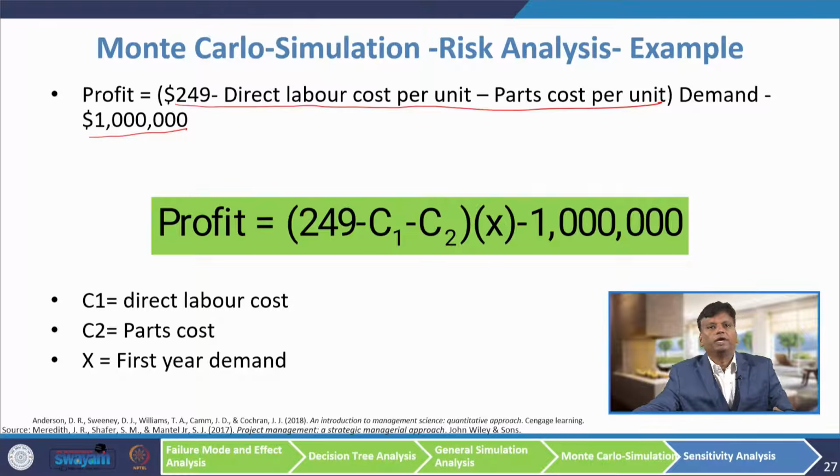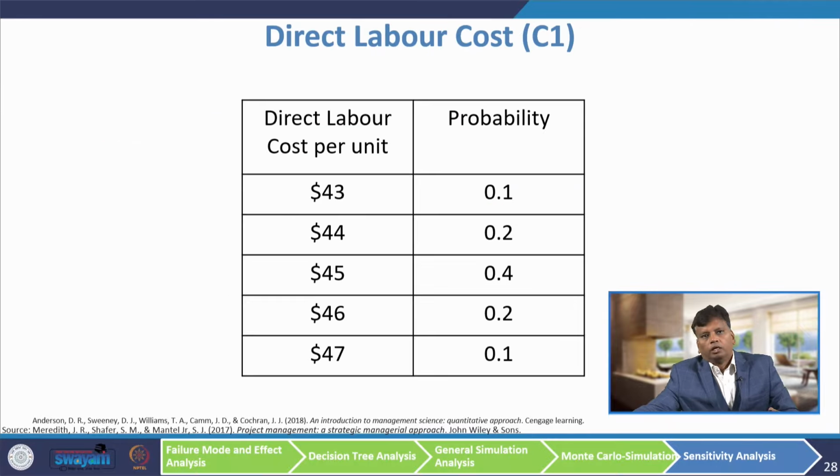Here there are 3 variables which are probabilistic in nature: C1, C2 and X. Here X, we consider only the first year demand, because we are going to launch the product. So, we may not know the historical demand, we are assuming that the demand will be this much X. Now, we will consider all the probabilistic inputs. The first probabilistic input is direct labor cost. We may not know what exactly the labor cost is going to be. For example, during COVID time the labor cost was very high, now it has become very normal.